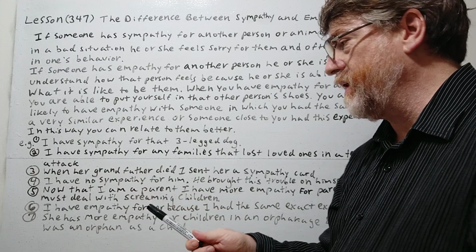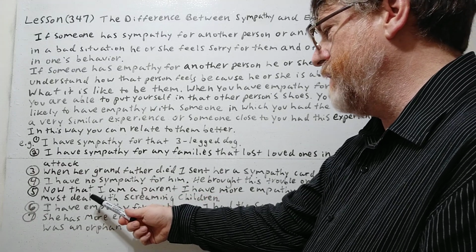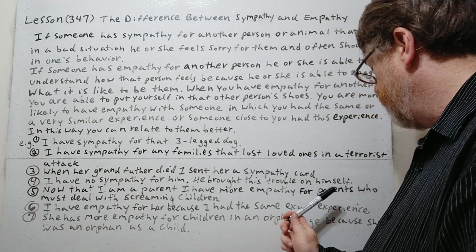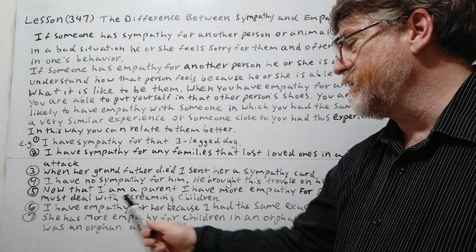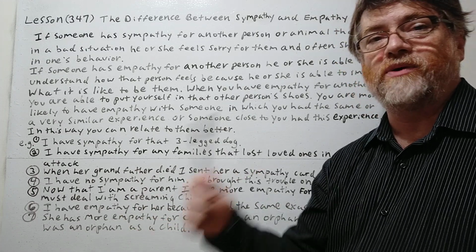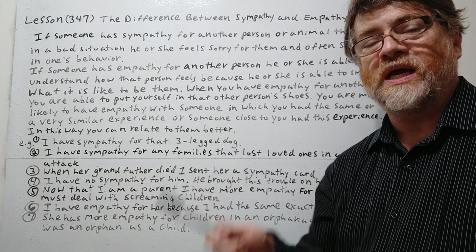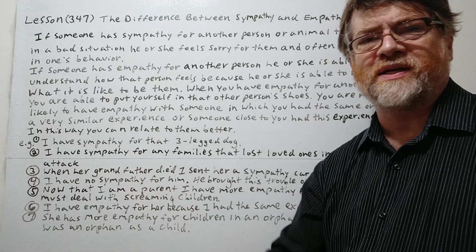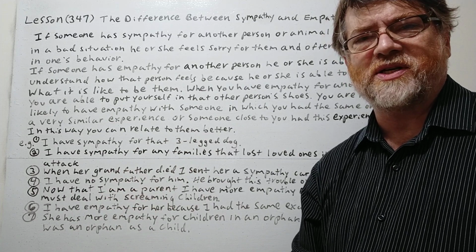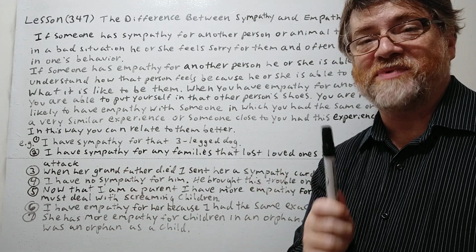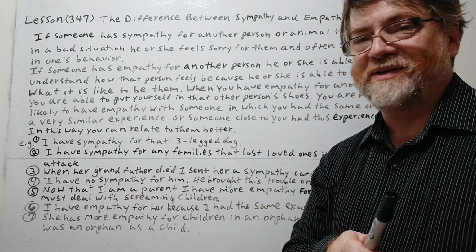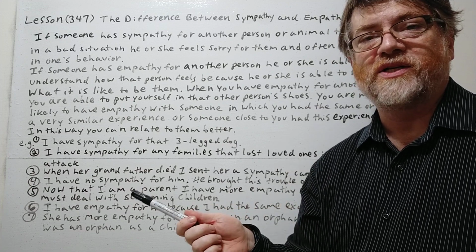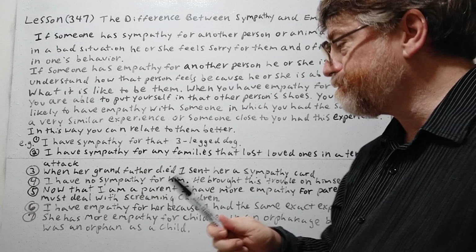All right, and now let's look at these last three examples. These are good ones for empathy. Now that I am a parent, I have more empathy for parents who must deal with screaming children, because now you know what it's like to be in that position. I've often heard a lot of young people say, what's wrong with those parents? Can't they take care of that screaming child? Until you're in that position, you may not realize how difficult it is to sometimes control children when they want to misbehave.